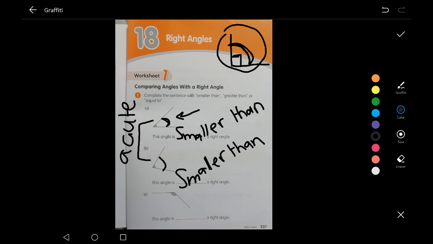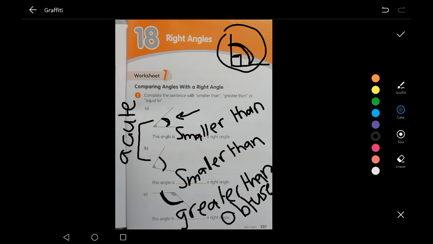Part C, this angle is greater, smaller, or equal to the right angle. Look at the amount of turn between those two lines. Is it smaller or greater? It is greater, so this angle is greater than the right angle. And what do we call this angle? We call it obtuse. Good job.